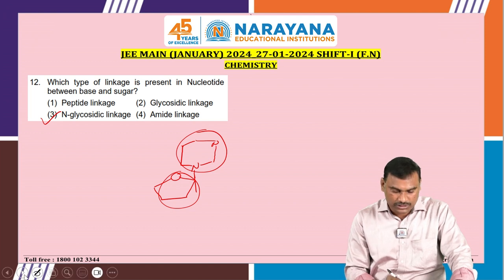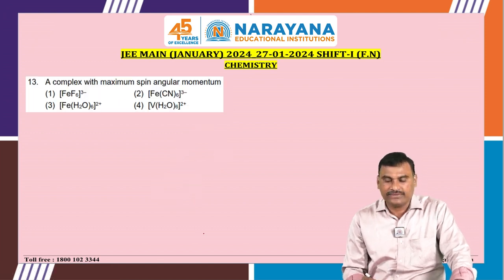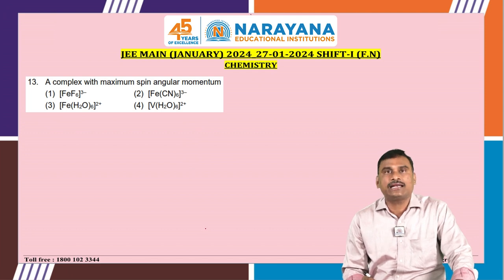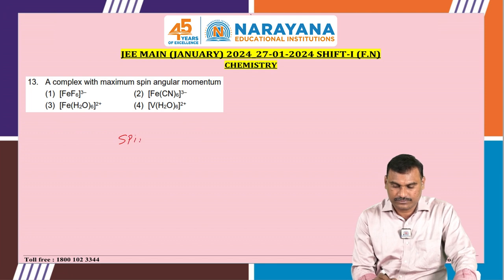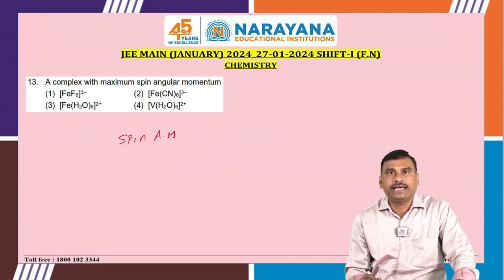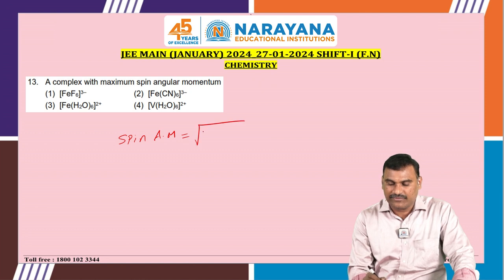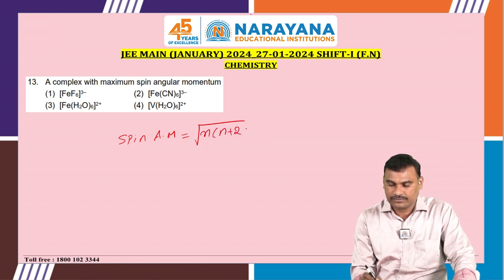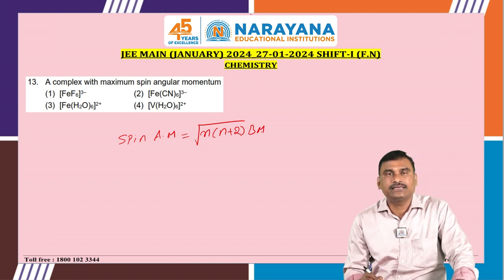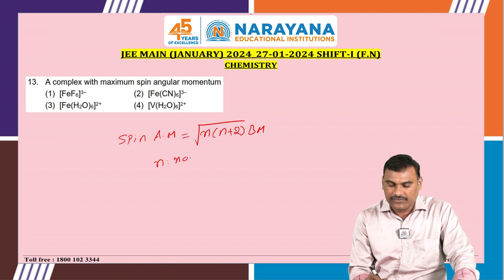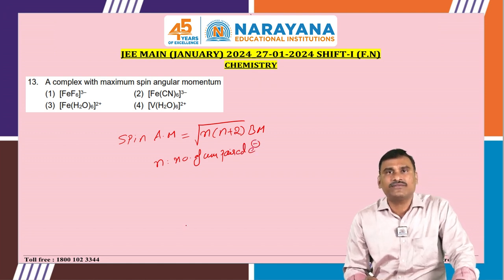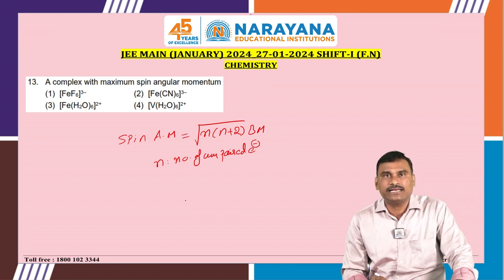Now let us go for the next question, student. The complex which has maximum spin angular momentum. Spin angular momentum we can calculate directly based on the number of unpaired electrons, that is under root of n into n plus 2 Bohr magneton, where n is the number of unpaired electrons. The complex which has the maximum number of unpaired electrons has maximum spin angular momentum.